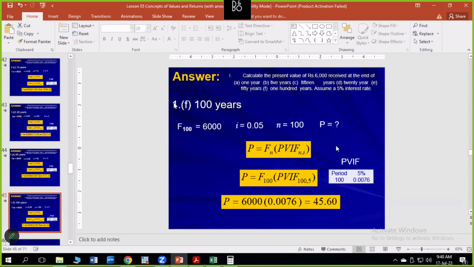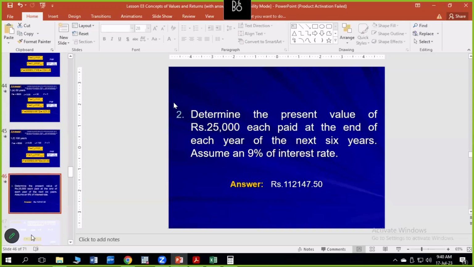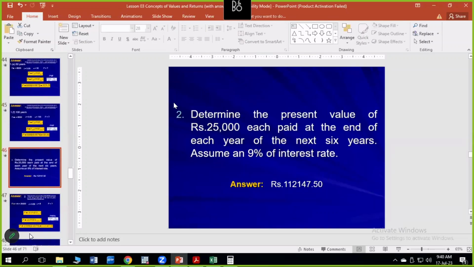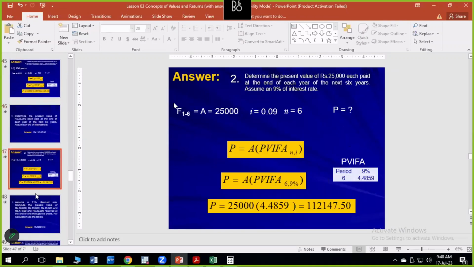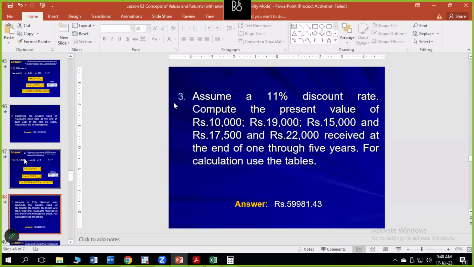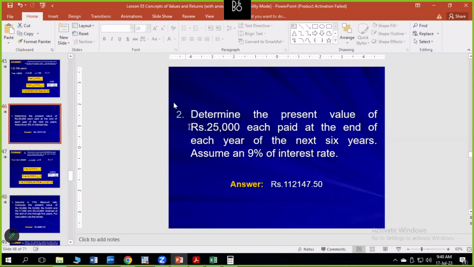This is a practice we are giving you to learn about the nature of the present value of a lump sum. You can apply the same approach to the future value also. I can give you the practice for that. Then you can have another second question.